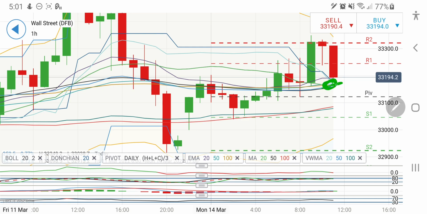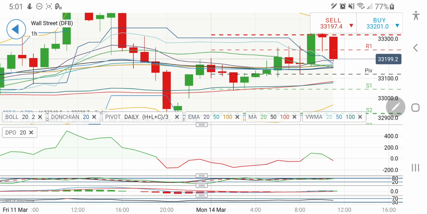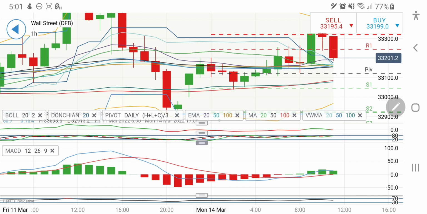If it breaks 33,150, you can expect it to drop sharply, and this zone at 33,150 and 100 is going to be a stronger support zone. I don't expect it to be taken. If this is taken, it is going to give you a sharper drop and take it below 33,000 levels. And look at the stochastic on the hourly chart.